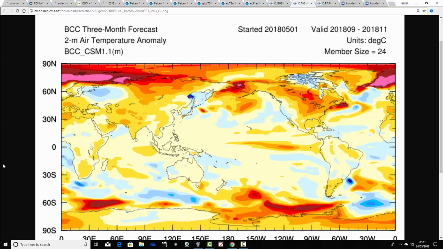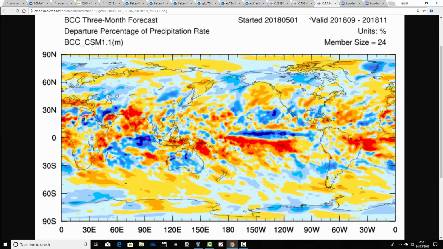Temperature anomalies with Beijing Climate Center for this autumn are coming out above average. Your model is going for a warmer than average season. Precipitation anomalies, excuse me, are coming out generally on the drier than average side through this autumn. So a relatively dry but mild or warm signal from the Beijing Climate Center.